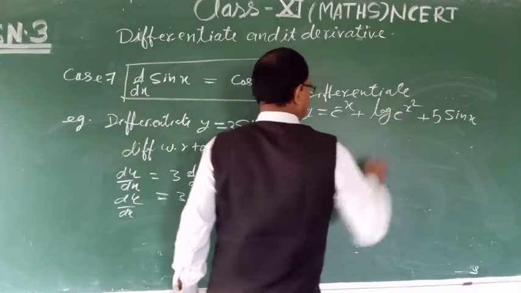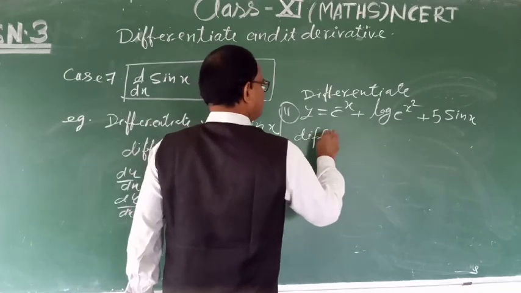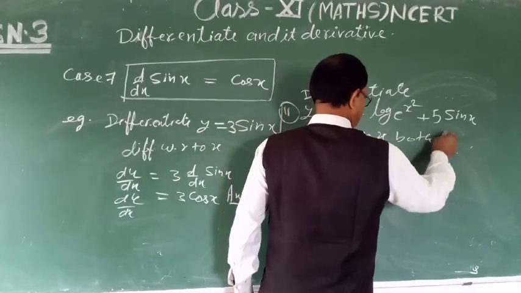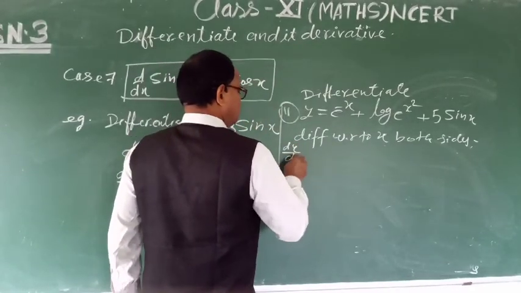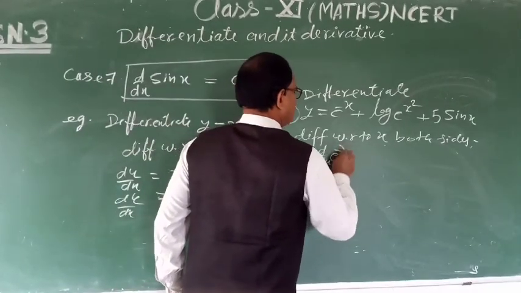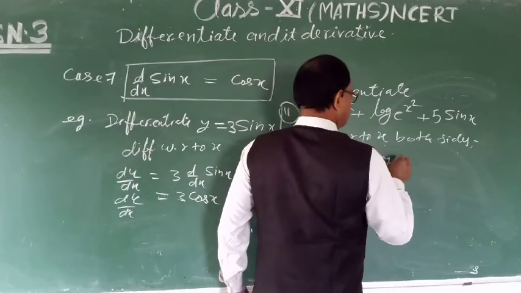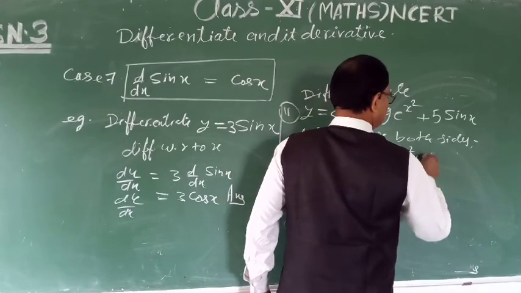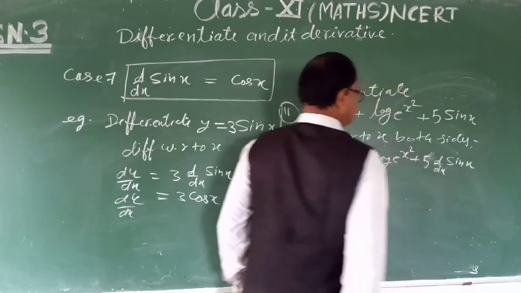Differentiate. Differentiating with respect to x both sides, we get dy by dx is equal to d upon dx e to the power x plus d upon dx log e x square plus 5 d upon dx sin x. Okay, student?